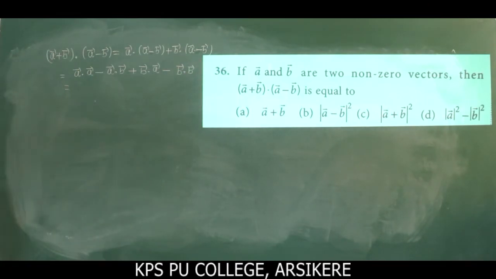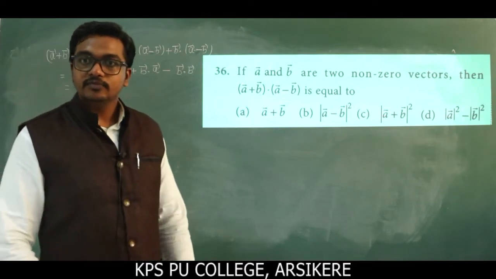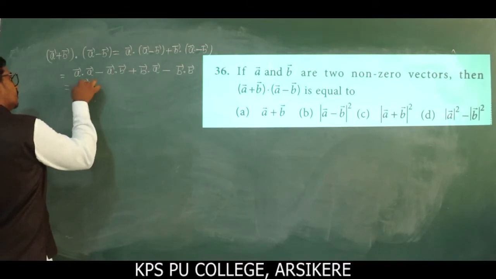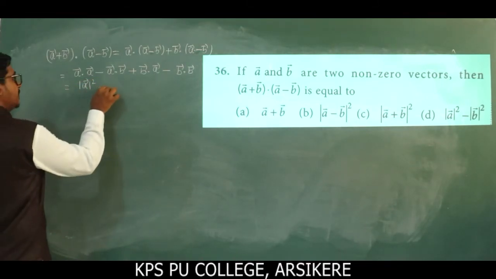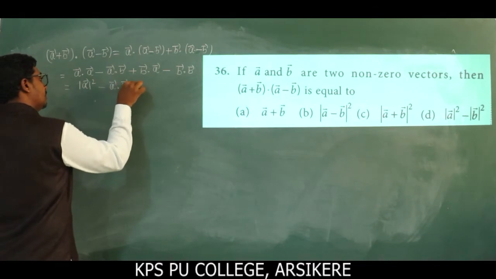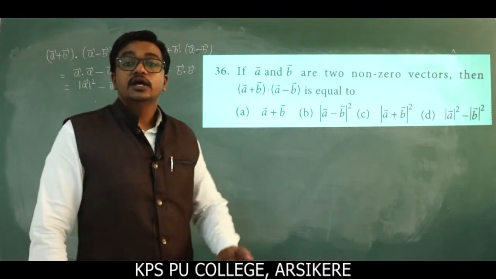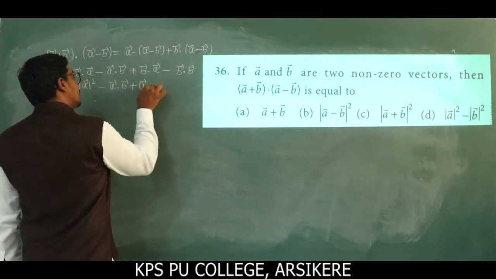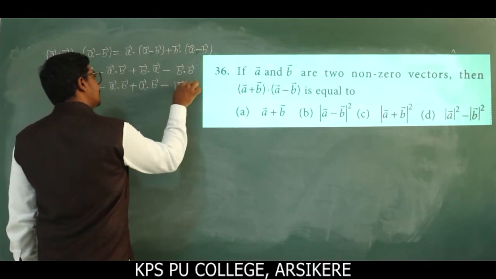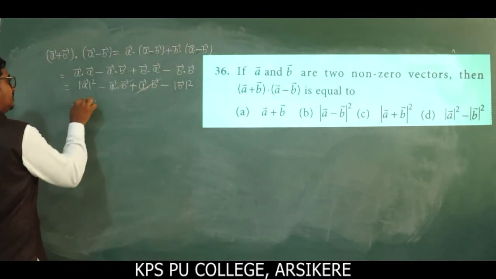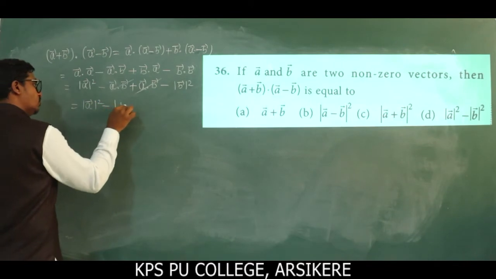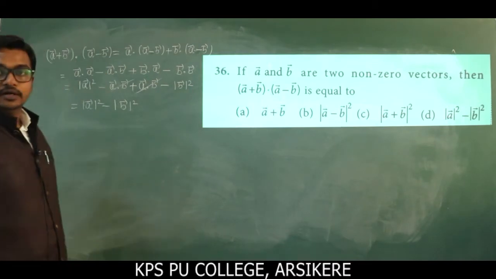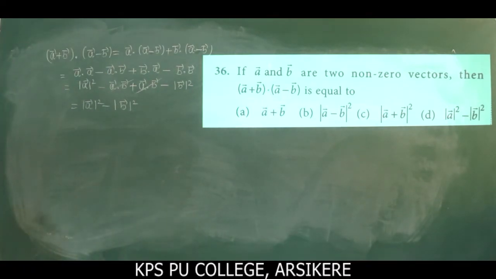So A dot A, just remember, we have discussed scalar product. A dot A becomes mod A whole square, the magnitude of vector A whole square, minus vector A dot vector B, and remember the dot product satisfies commutativity, which means A dot B can be replaced by B dot A. So B dot A becomes A dot B, minus mod of vector B whole square. This term gets cancelled. We are left with mod A whole square minus mod B whole square. This is our answer. Option D is our answer. Take a pause and note it down.